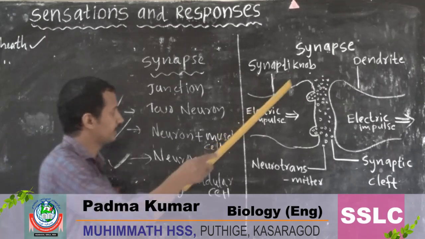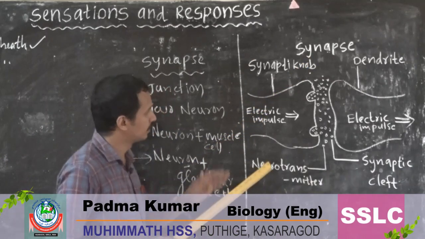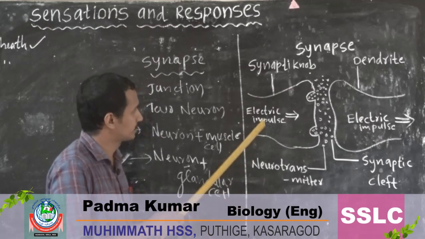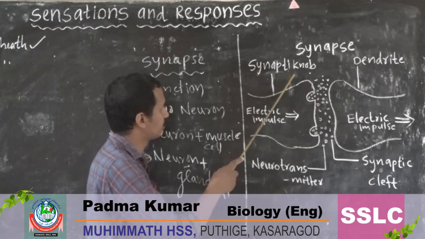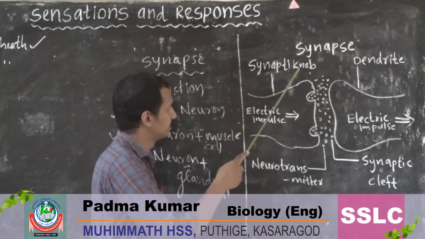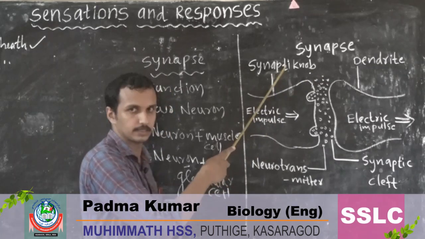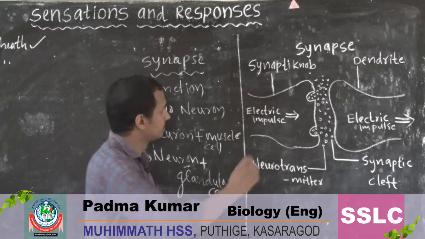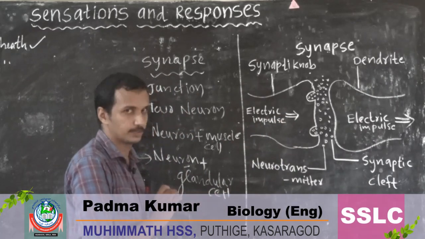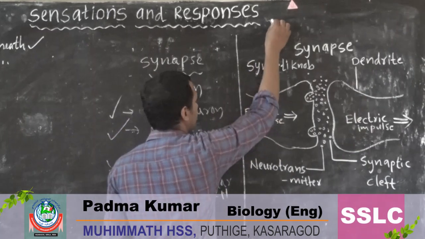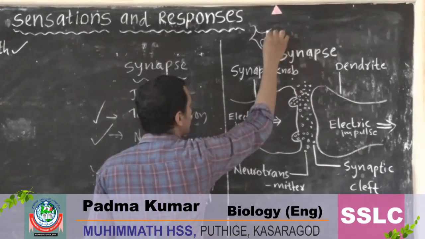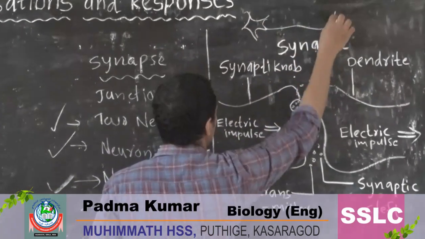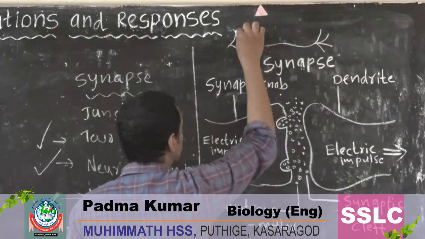So just observe this picture. There are some regions marked. First, just read this. Synaptic knob is there, then dendrite. Synaptic knob, you may know, is a region of a nerve cell. Actually, this diagram is the junction between two nerve cells. Just imagine one nerve cell. There is a cell body, then an axon is there.